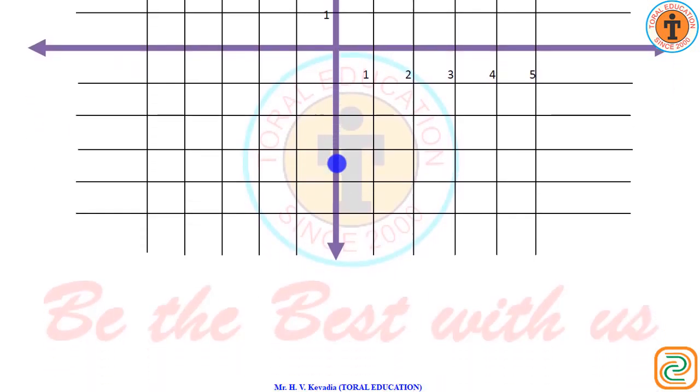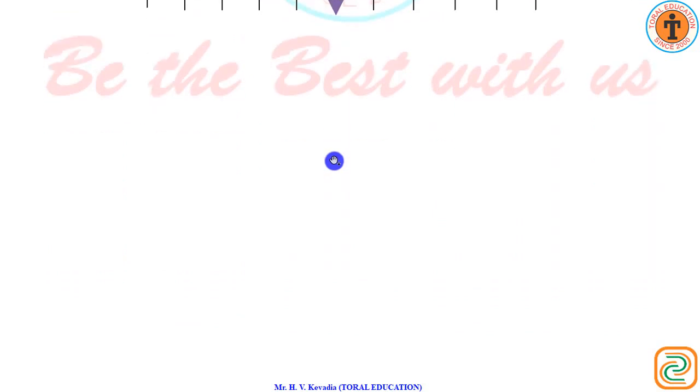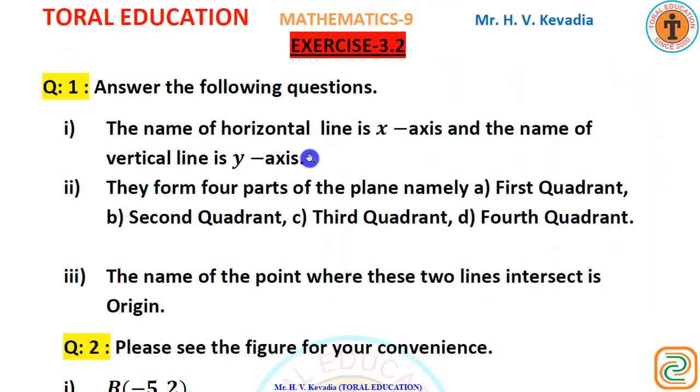Now, exercise 3.2 we are going to take. In some schools, the first exercise is exempted because they do not take the first exercise. The second one, write the answer of each of the following questions. Okay, so the first question is, what is the name of the horizontal and vertical lines drawn to determine the position of any point in the Cartesian plane?